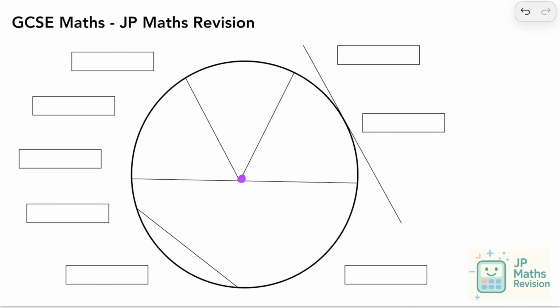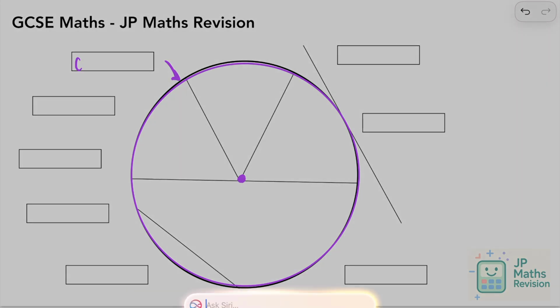The next thing I'm going to label is the circumference. So the circumference is the distance all the way around the circle. It's basically the circle's perimeter. So I can label this thing all the way around the edge of the circle, the circumference, and that's just basically the perimeter of a circle. So I'm going to label that the circumference.